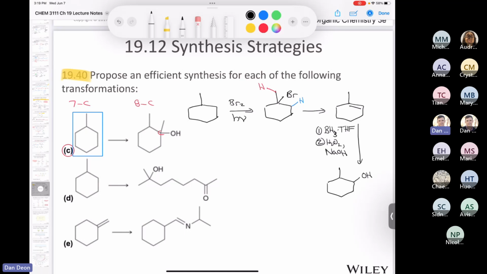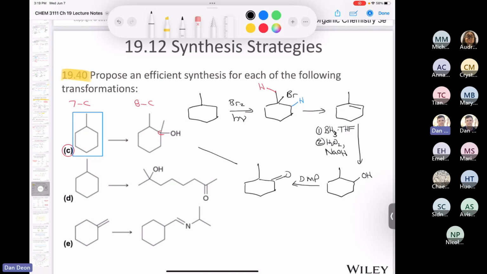Yes. And you can use any method that you want. You can use PCC. You can use the Swern. You could use chromic acid if you feel led to do that. That's fine. You can use Dess-Martin periodinane. Why don't we choose that for a change? Okay. That's going to give us the ketone that we wanted.